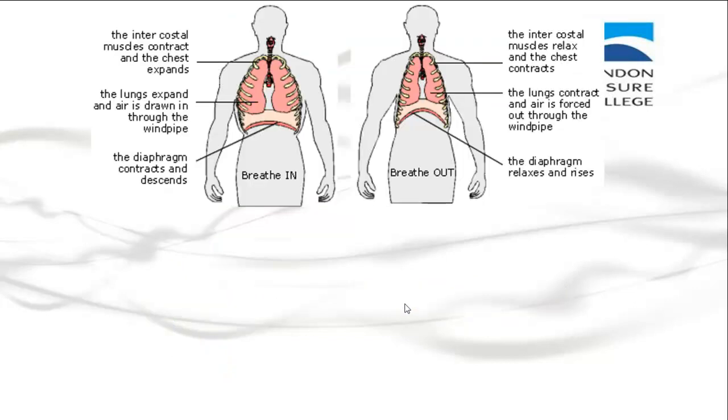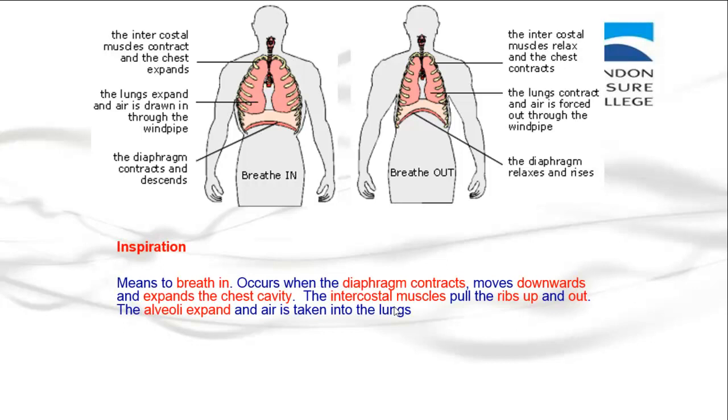Okay, let's look at the mechanics of breathing. So inspiration means to breathe in, and this occurs when the diaphragm contracts, which means it gets smaller, and then it moves downwards and expands the chest cavity. The intercostal muscles pull the ribs up and out, and the alveoli expand and air is taken into the lungs.